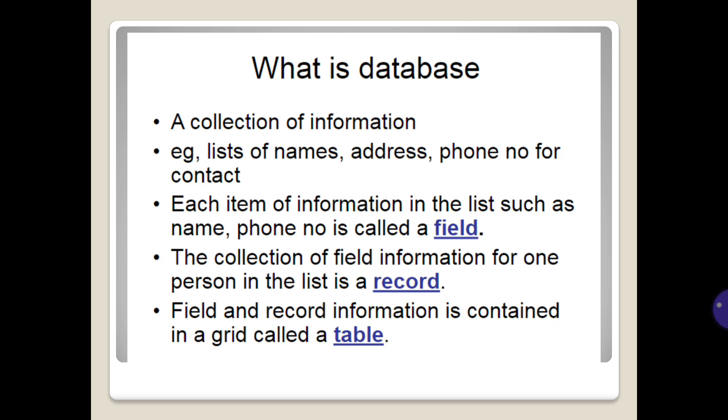What is a database? A collection of information, e.g. a list of names, addresses, and phone numbers for contact. Each item of information in the list, such as a name or phone number, is called a field, and the collection of fields of information for one person in the list is a record. Field and record information is contained in a grid called a table.